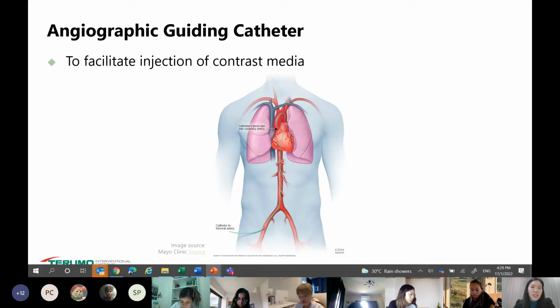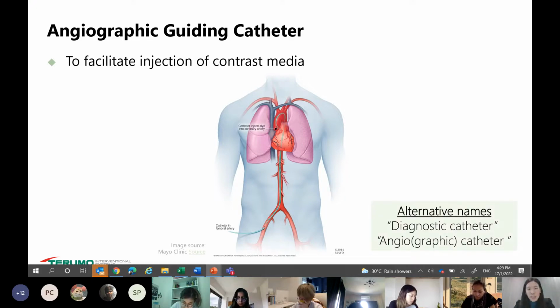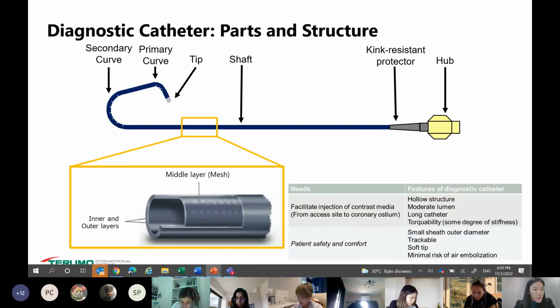For the angiographic guiding catheter, the function is very, very simple: to facilitate injection of contrast media. Angiographic guiding catheter can be known as a diagnostic catheter or an angio catheter. So a diagnostic catheter generally looks like that. It has a transparent hub that allows for contrast injection and priming.